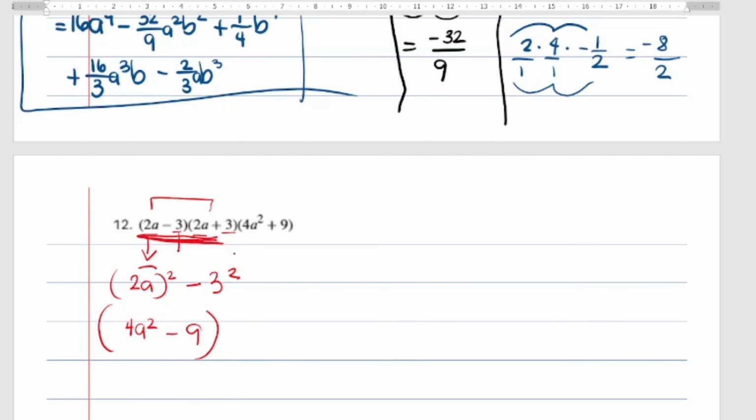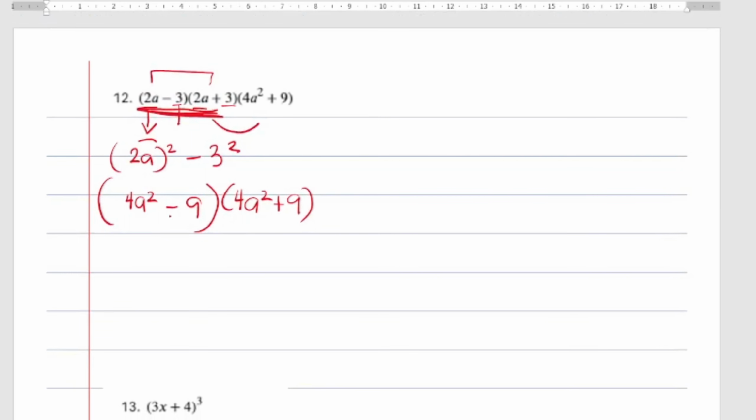So, the product is multiplied by the remaining factor, that's 4a squared plus 9. Luckily, if you notice the pattern again, this can be answered using the special product. They are the same, 4a squared and 9. So, we'll do the same thing. We get the square of 4a squared minus the square of 9. 4 squared is 16, and a squared squared is a raised to 4, minus 9 squared is 81.